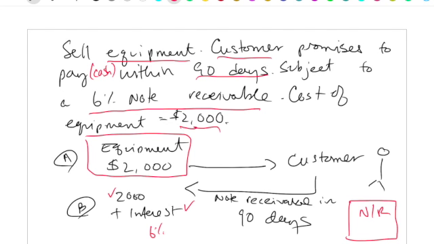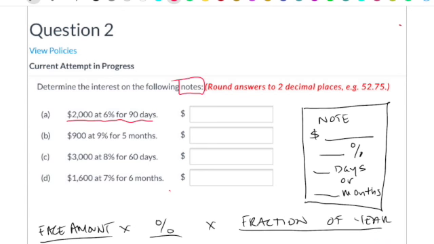A note receivable is similar to an account receivable in that it's an asset, and it is a promise that we are to receive cash at a later point in time. So it acts very much like an account receivable. A note receivable is an actual document, and I have a little visual here. It's an actual document that has a face amount, in this case $2,000, an interest rate of 6%, and then a term, a fraction of the year. In this case, it would be 90 days.